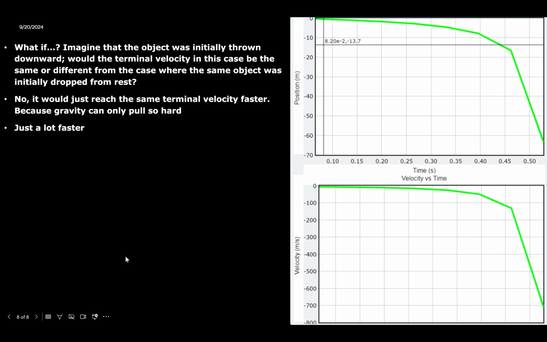So what if, imagine the object was initially thrown downward, would terminal velocity change? No, it would remain about the same. It would just reach it a lot faster, and it would stay at that consistent velocity because gravity can only pull so hard. So it just reaches terminal velocity a lot faster.